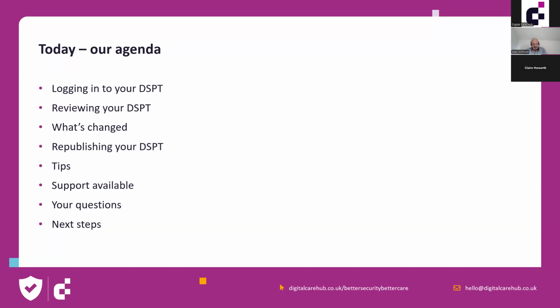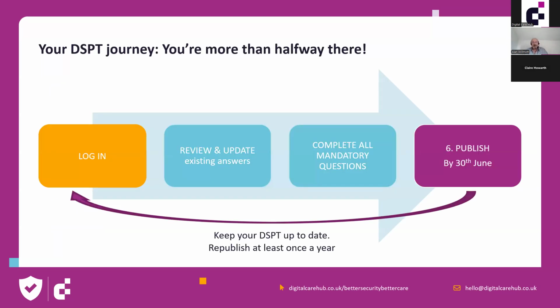So let's move on to the program per se and start by looking at an overview of the process in terms of what needs to be done. So you've already completed your DSPT once, hopefully. You're more than halfway there. So the first thing you need to do, obviously, is to log in. Then the task is to review and update your existing answers. Check if your previous responses have carried forward. Check that it still reflects your current reality. And then lastly, you need to make sure that you complete all of the relevant questions for your type of service and then publish. And just a reminder that the DSPT journey is from the 30th of June to the 30th of June. So you'll only be seen as being compliant with the DSPT if you publish once a year by the 30th of June.